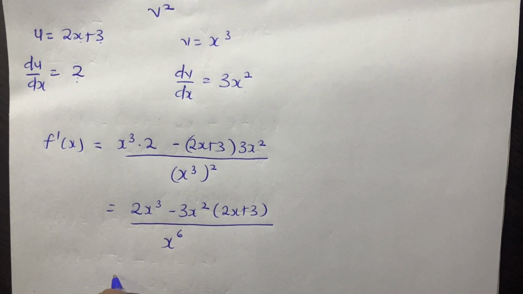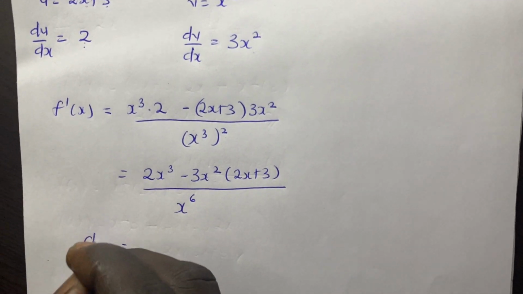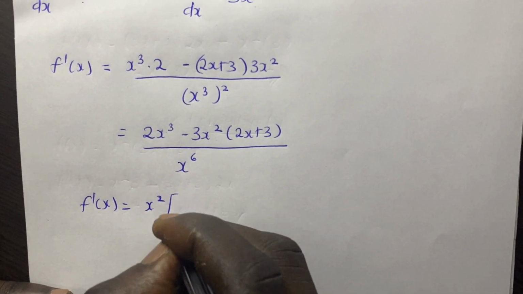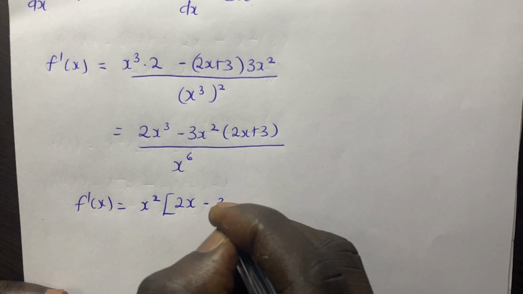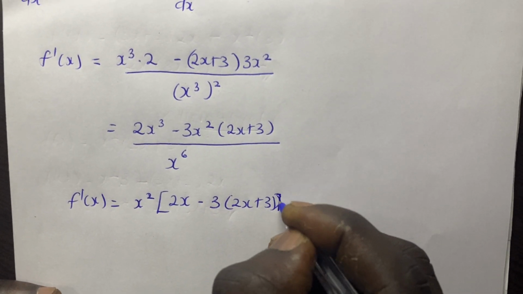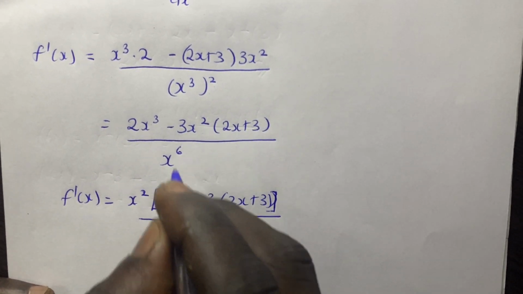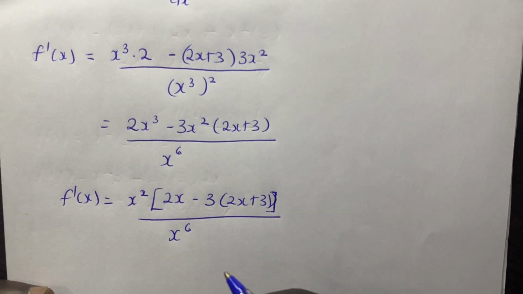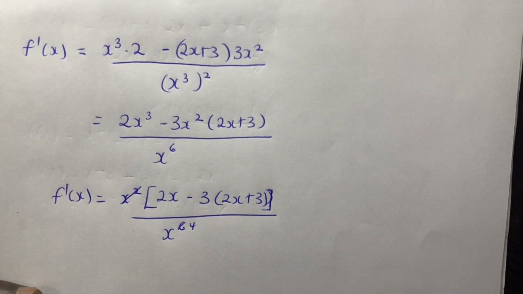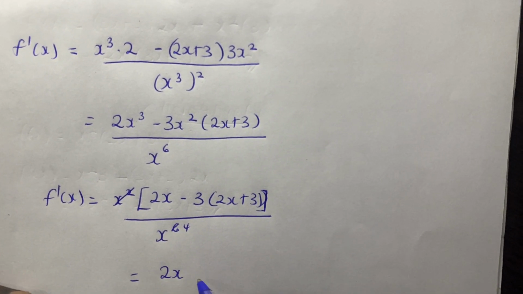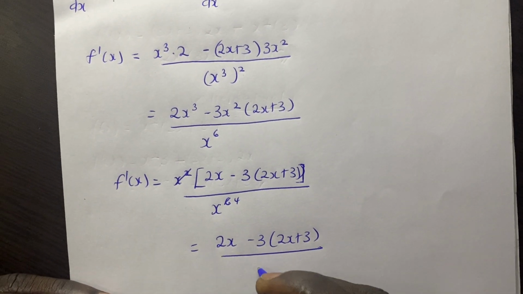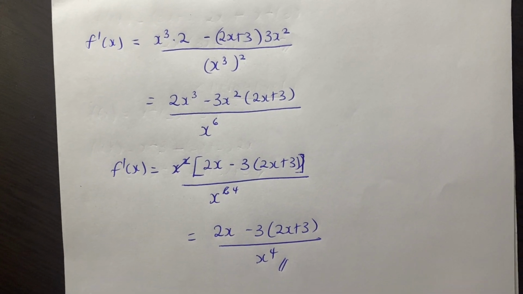So we can get something like this, where our f prime of x is going to give us x squared out into brackets. We are getting 2x minus 3 into bracket 2x plus 3 all over x raised to the power 6, right? So this will cancel itself and go into here 4 times, right? And our answer is going to be 2x minus 3 into bracket 2x plus 3 all over x raised to the power 4.